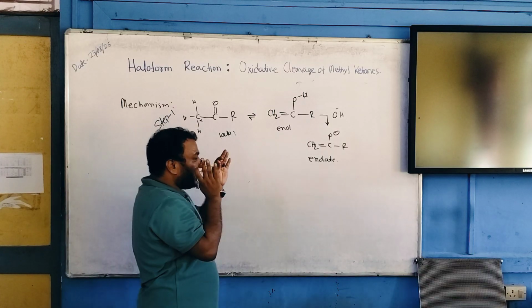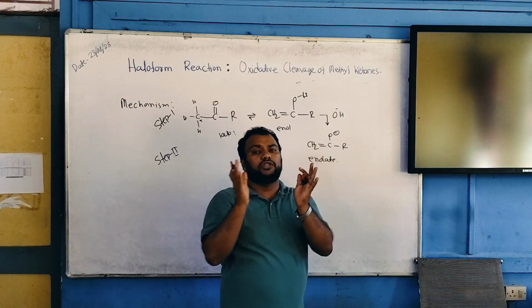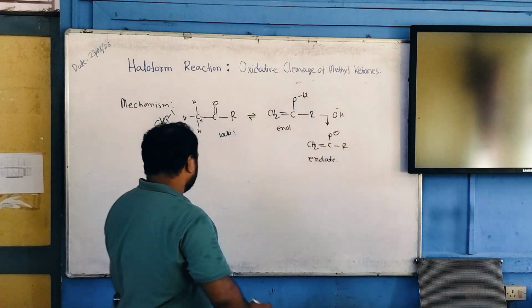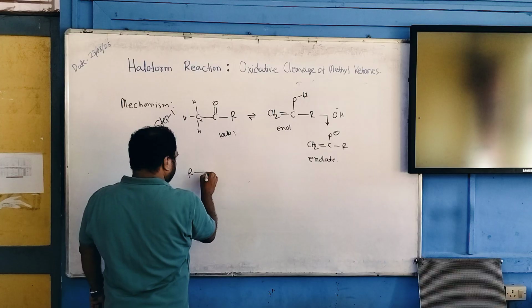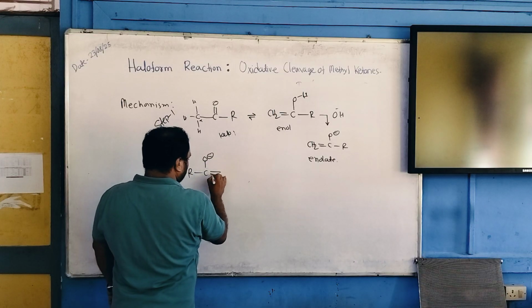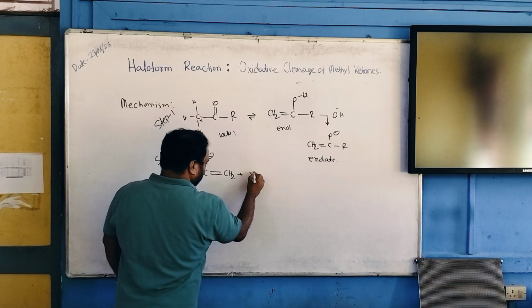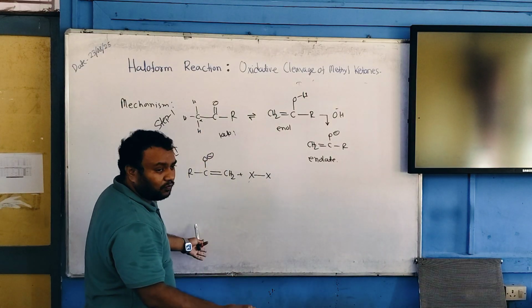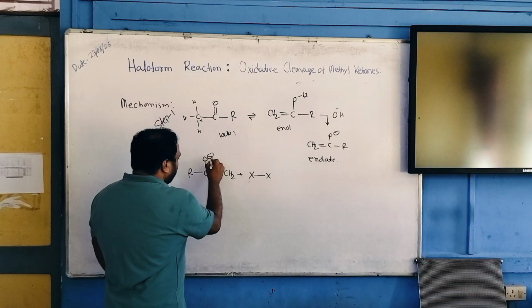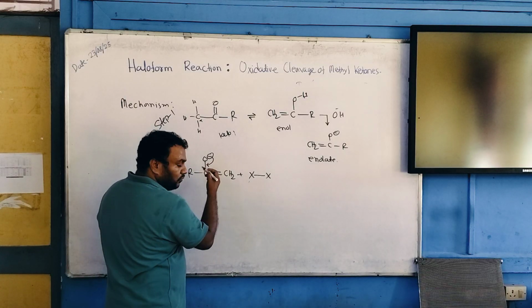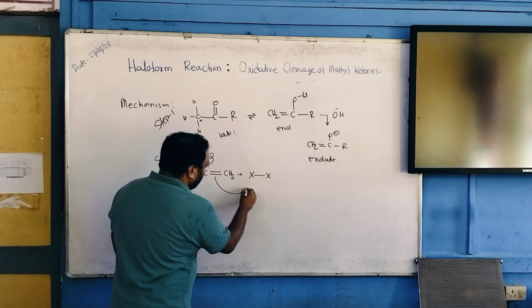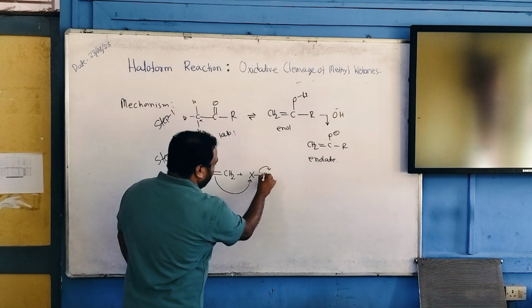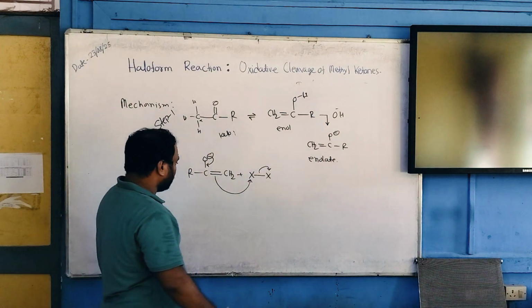Step 2 is the reaction of this enolate with a halogen, right? So what will happen? Let me write it this way: O minus, double bond CH2. Now you see, you have halogen. Here you use iodine or bromine or chlorine. What will happen? This bond will move this way. Now this pi bond will attack here. This bond will break.